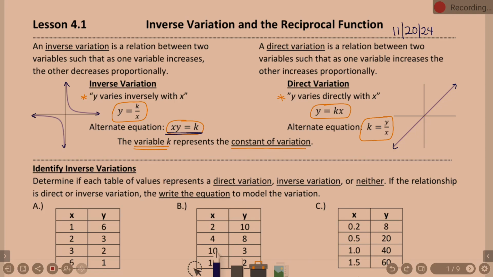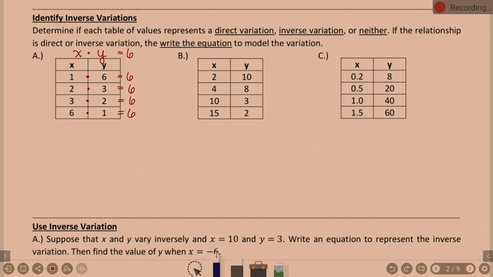So, we can agree that this is inverse variation, yes? Can you tell me what the k value is? We just multiplied all those x's and y's, and every time we got 6. So that is my k value.